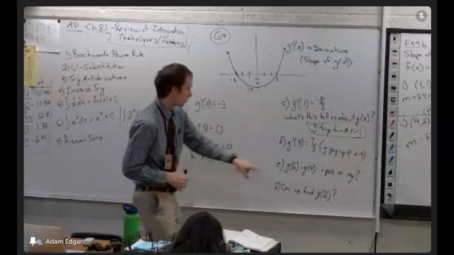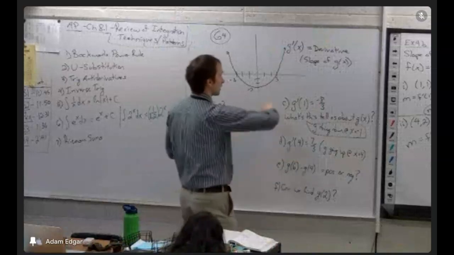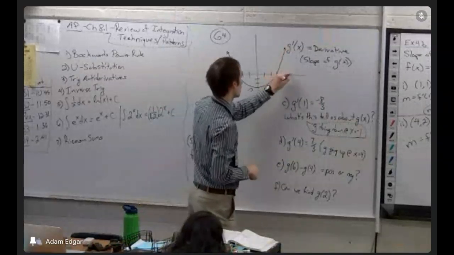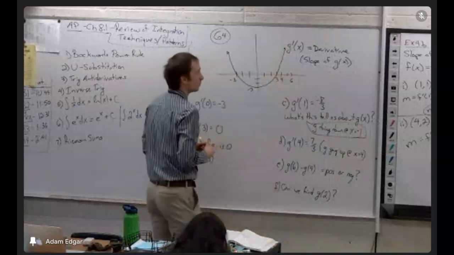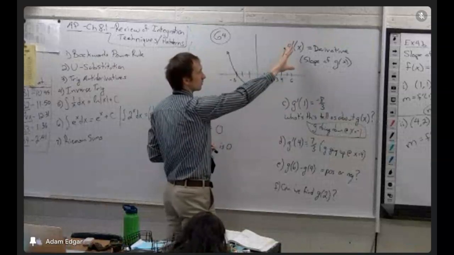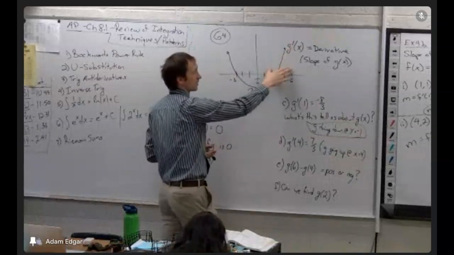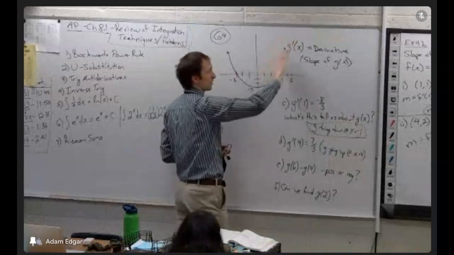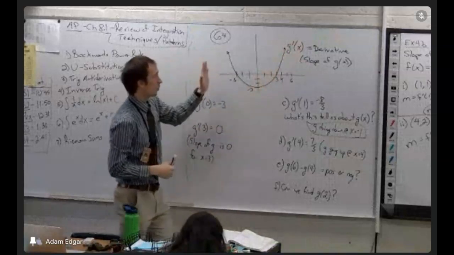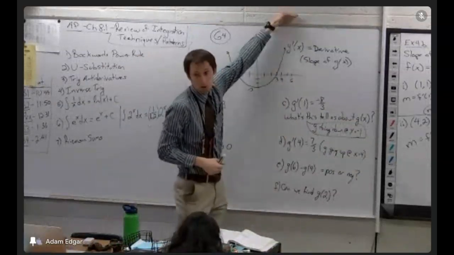So 6 and 4, if we just continue the curve and assume it continues like this, we got 4 and 6. What do you notice about G prime over here? Is it positive or negative? Positive, and is it getting more positive or less positive as you continue off to the right? More, right? So as you go farther off to the right, your derivative gets bigger and bigger and bigger positive.